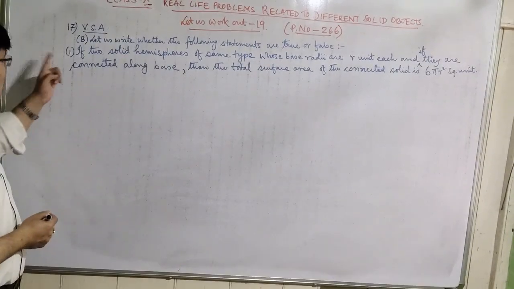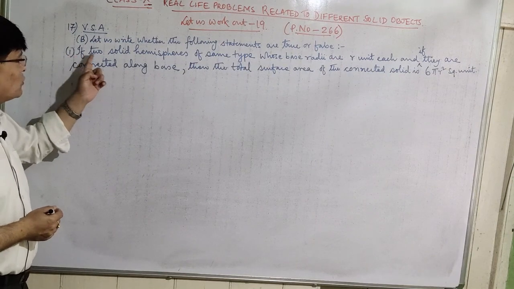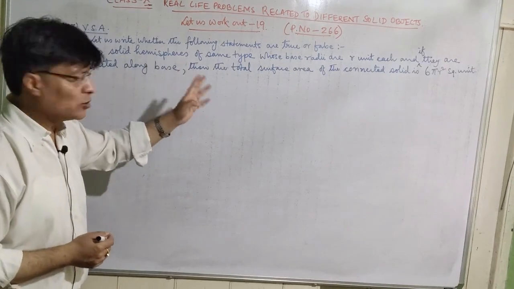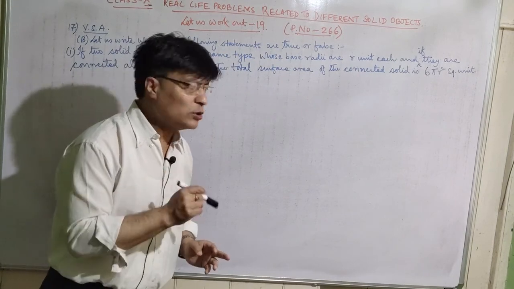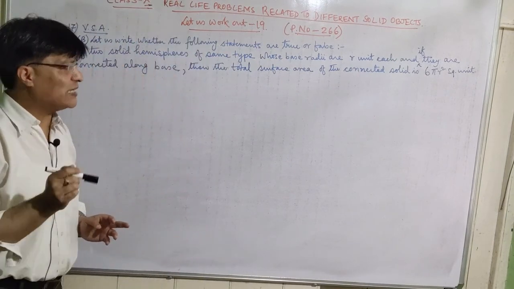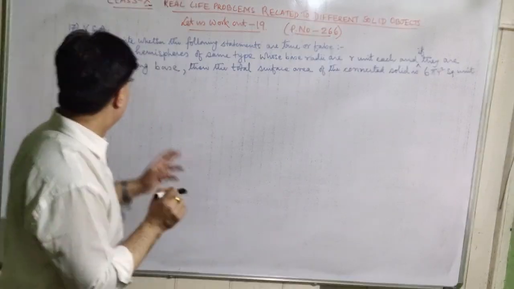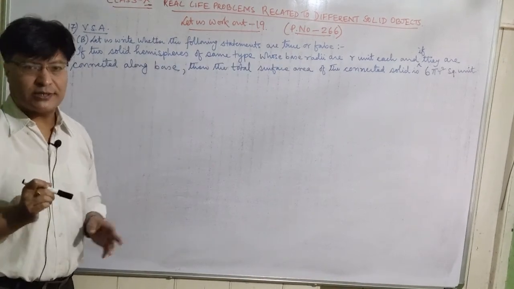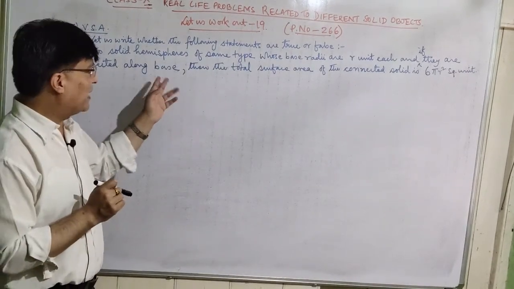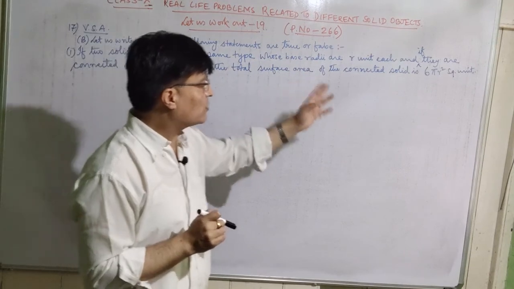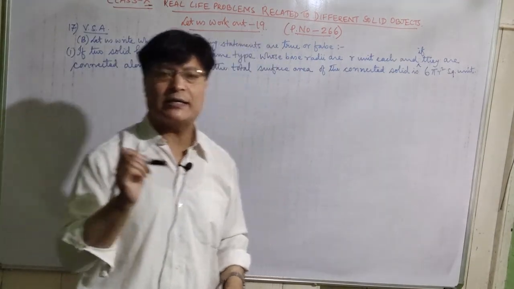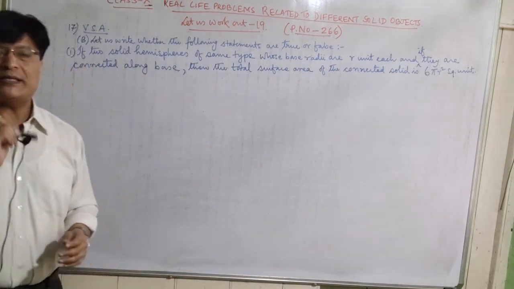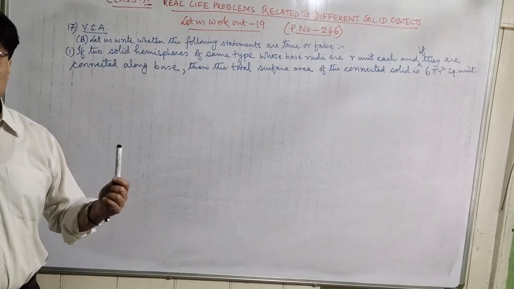Okay, so the question is, number one: if two solid hemispheres of the same type whose base radii are r unit each are connected along the base, then the total surface area of the connected solid is 6 pi r square unit. So whether the statement is correct or wrong, you have to check it.